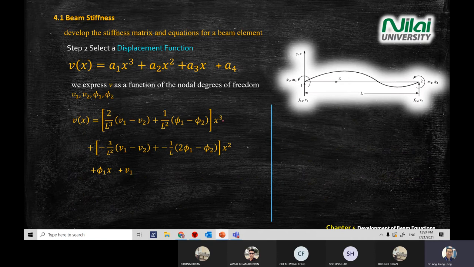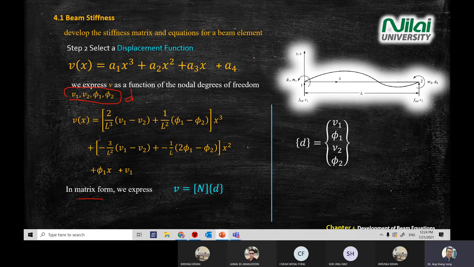Okay, let's move on. So I pull the equation to the left corner here, and then we put this equation in matrix form. I think you already learned how to change the equation into matrix form. So we're going to write this in matrix form: v, the vertical displacement, equals N times d. So this is our d. We need to put the N in terms of L.